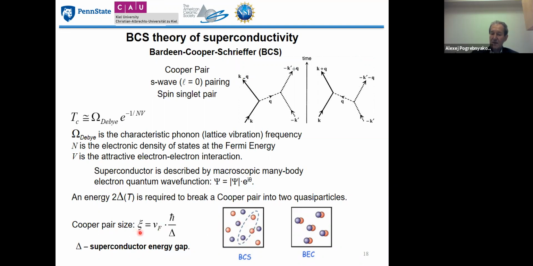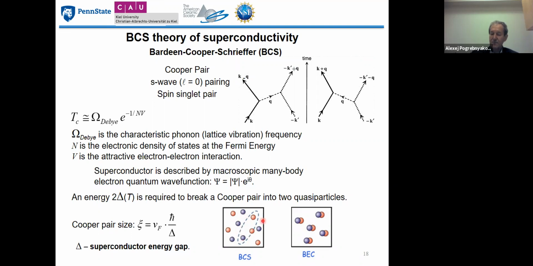And in regular BCS superconductors, this coherence length is very large compared to the distances between the conducting electrons. So there are a lot of Cooper pairs that are interpenetrating into each other. So this is a correlation. That is why this superconducting state is so stable. It's difficult to break a single particular Cooper pair because they're all interconnected in correlations.